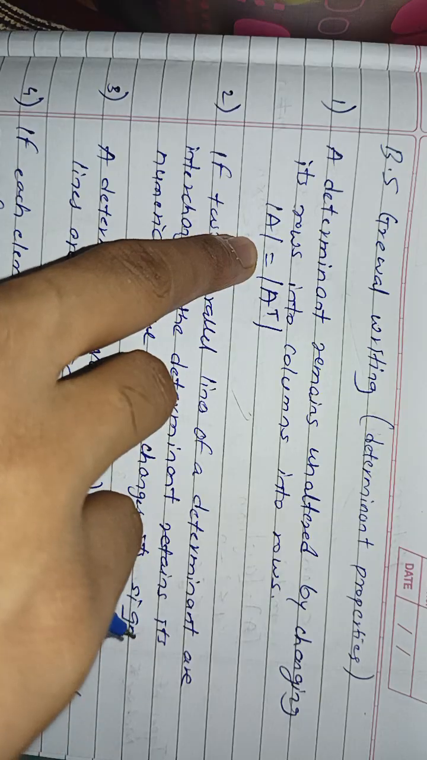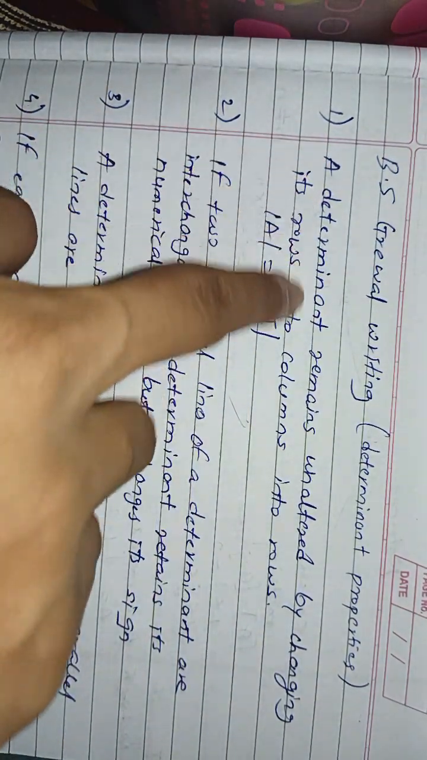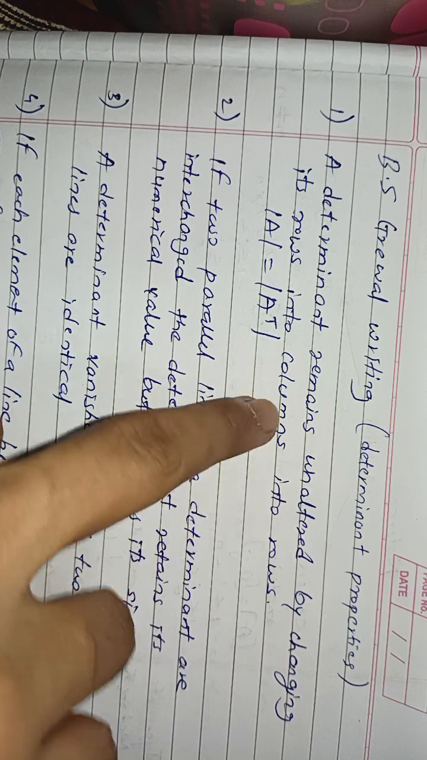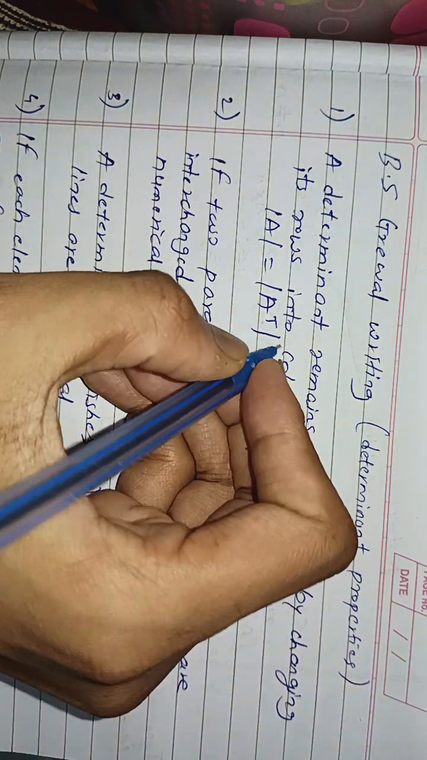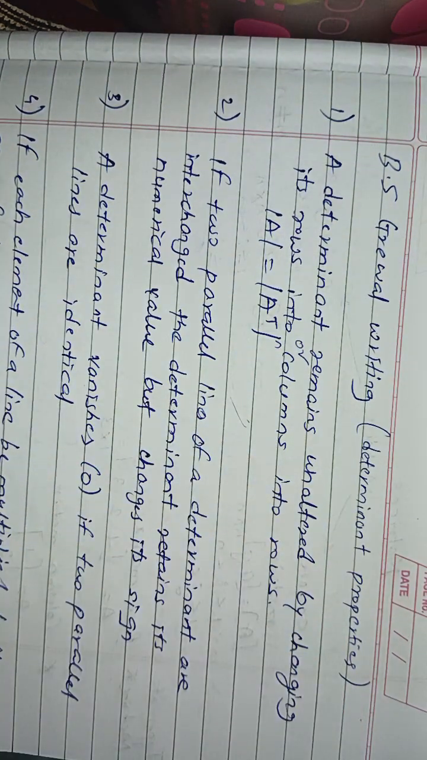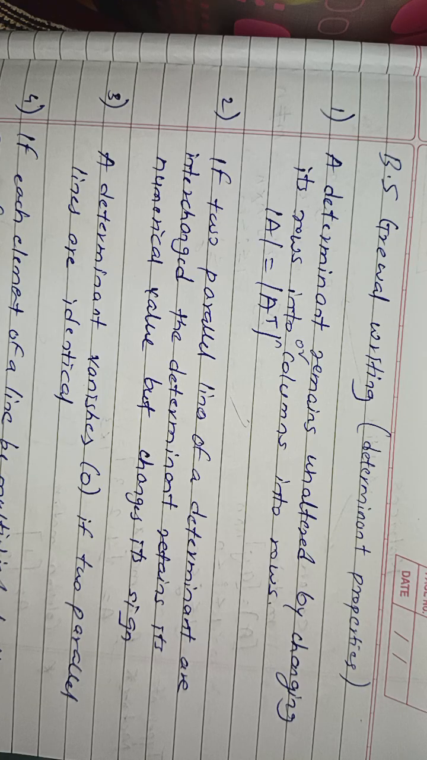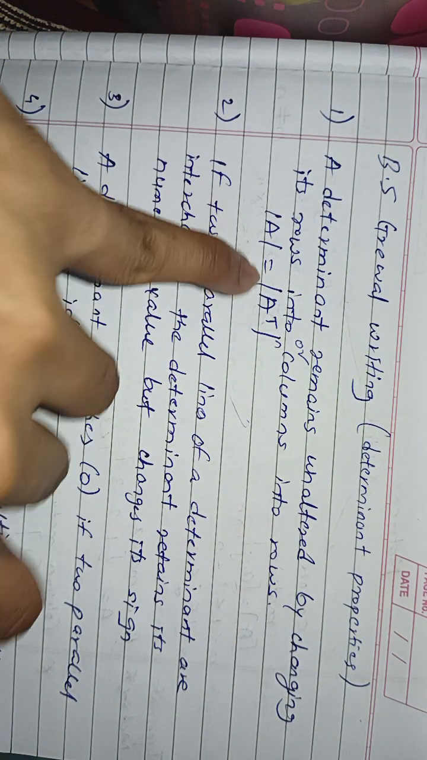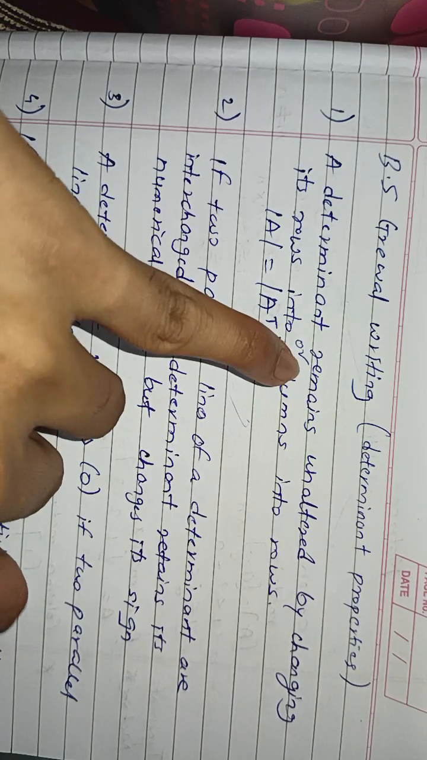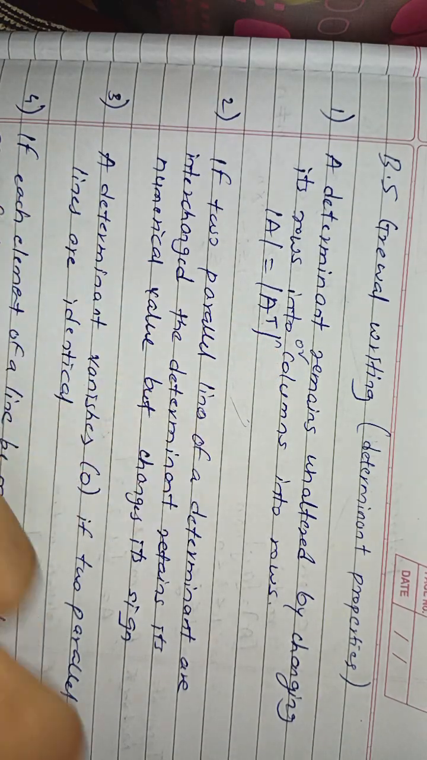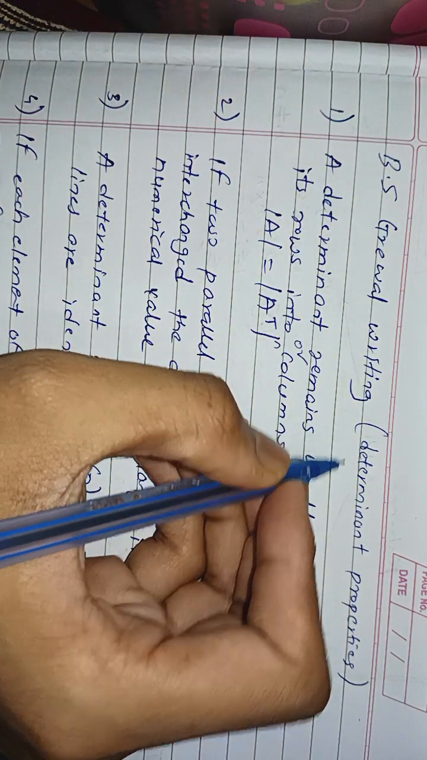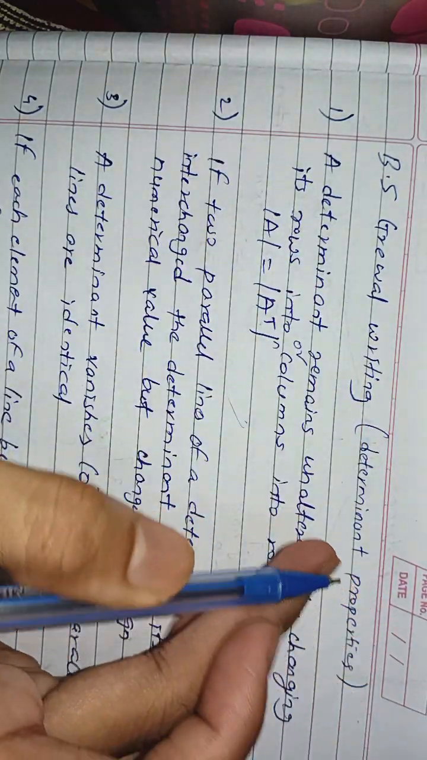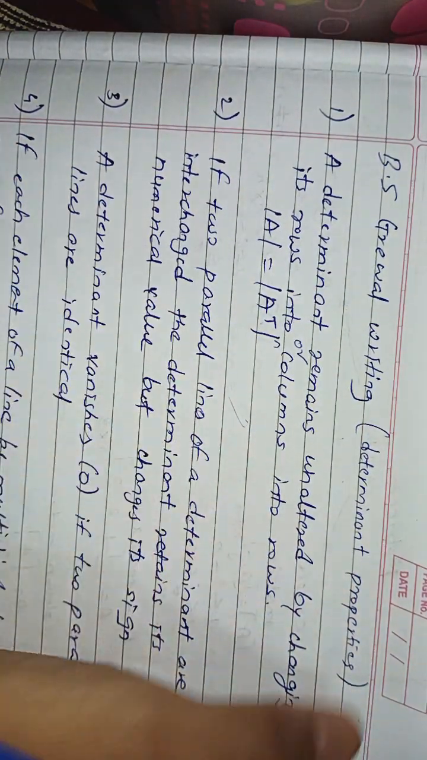So the first property according to this book is: a determinant remains unaltered by changing its rows into columns or columns into rows. It also means A is equal to A transpose. We have seen this. If we write the rows as columns and calculate the determinant, the value will be the same for both A and A transpose.